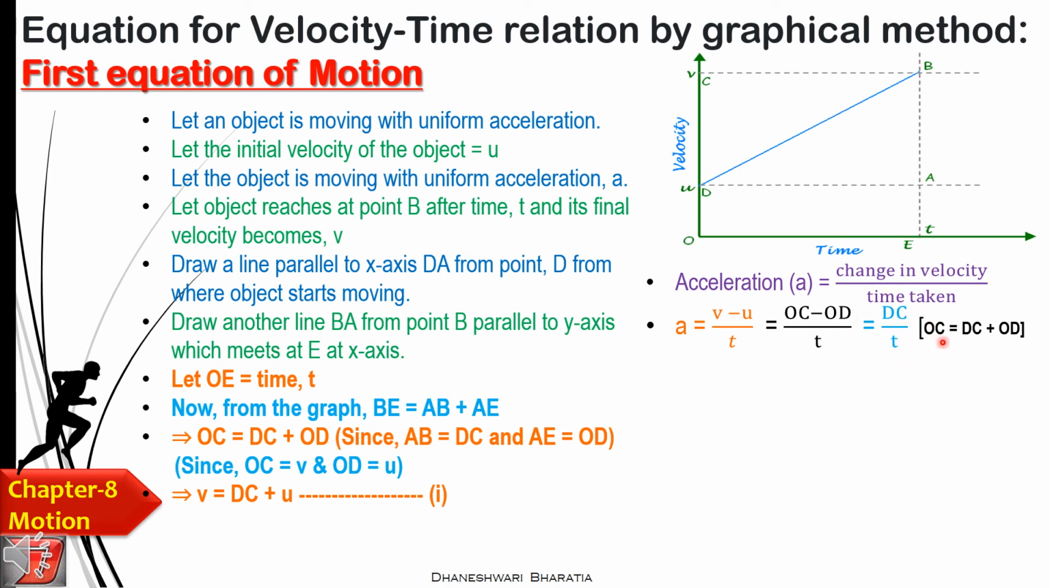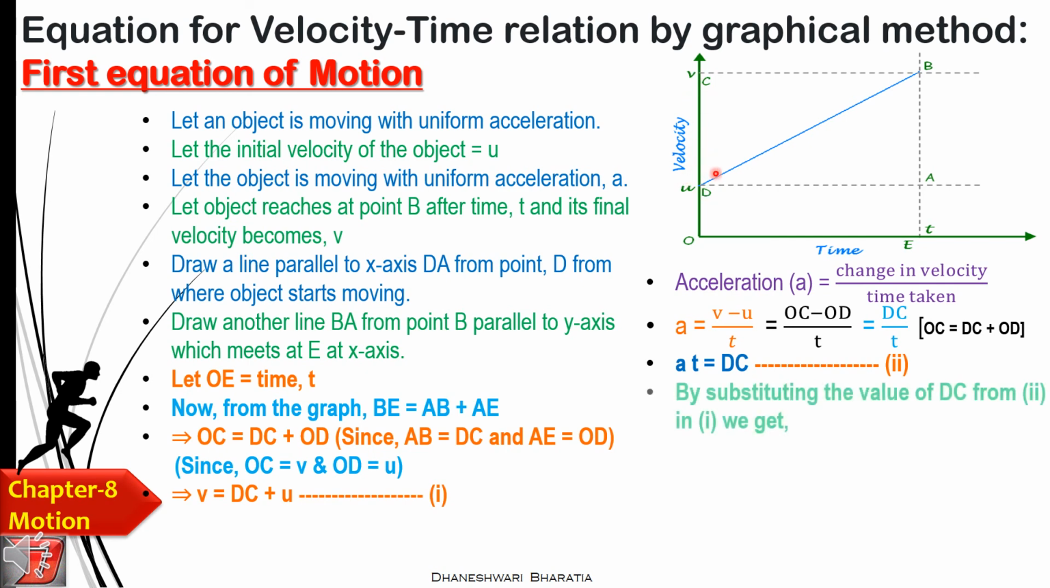Are we able to understand? Here also I have mentioned. ये DC कहाँ से आया? From this, right? Now what we will get? AT is equal to CD, isn't it? AT is equal to CD. ये CD क्या हो गया? A into T, right?